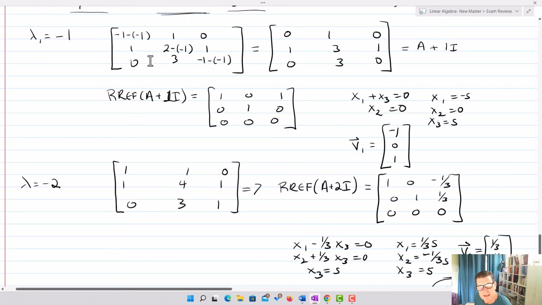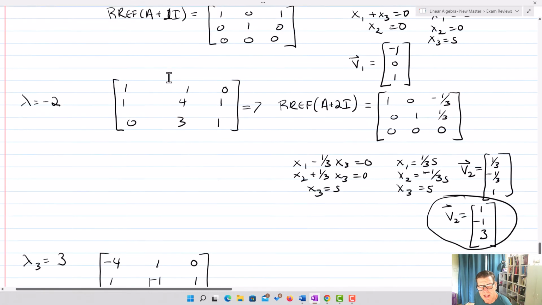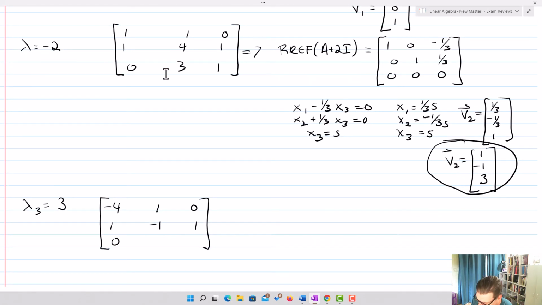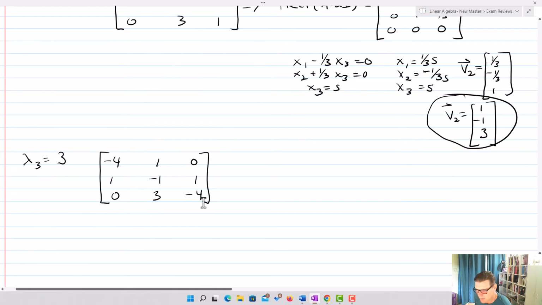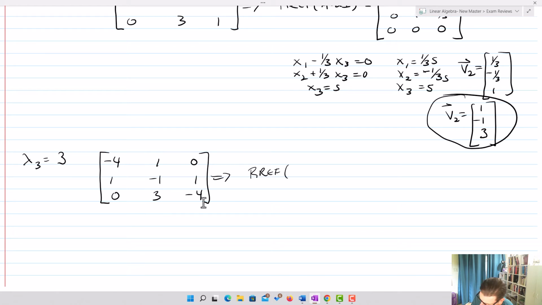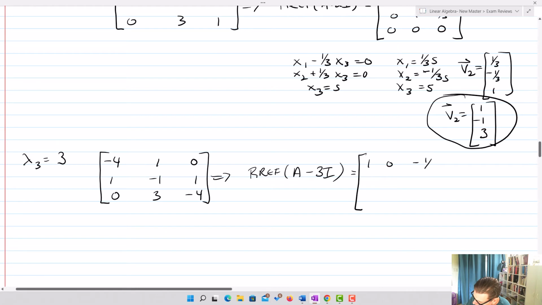So 1, negative 1, 1. Confirm that's the case. 1, negative 1, 1. And then 0, 3, negative 4. We'll take now the RREF of A minus 3I, which is what this matrix is. It ends up giving me 1, 0, negative 1/3, 0, 1, negative 4/3, 0, 0, 0.